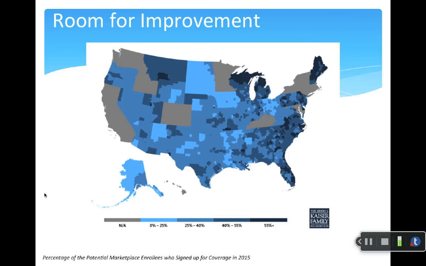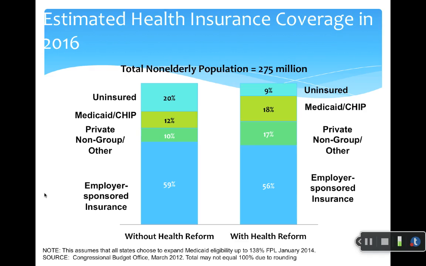There are some places where the coverage and people who are eligible is highly saturated. States like Maine, parts of Wisconsin, parts of Michigan have very high levels of people signing up through healthcare.gov. But there are many parts of the country where people are still not electing to buy health insurance.